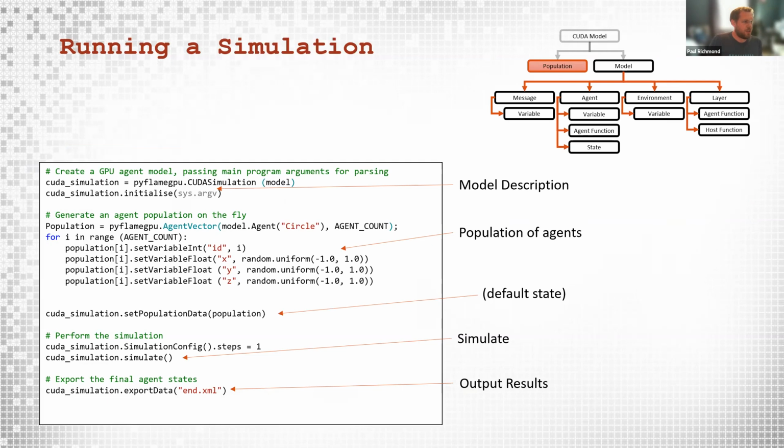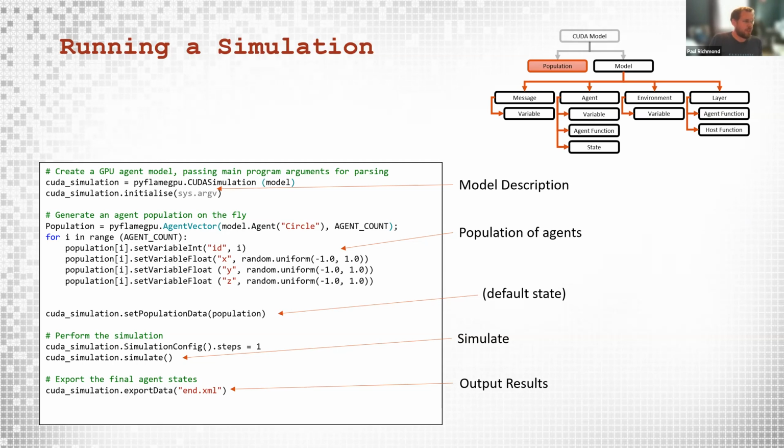We create a population by creating something called an agent vector. Once you've got an agent vector, it defines what the agent type is. In this case, it's a circle agent. Then we can iterate through that vector and set the variables of particular agents. Because this population is of type circle agent, we know that there are variables called ID, X, Y, and Z. Obviously, if we tried to set a variable name for a population that didn't exist within the agent description, you would expect a runtime error, and that's exactly what you'd get.